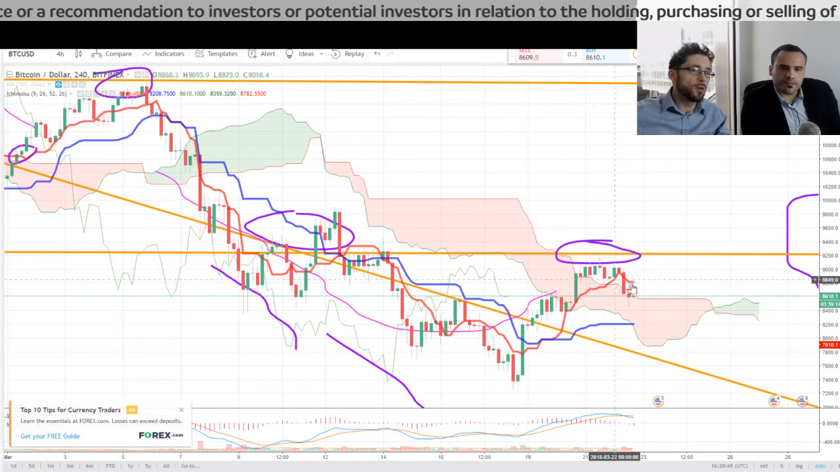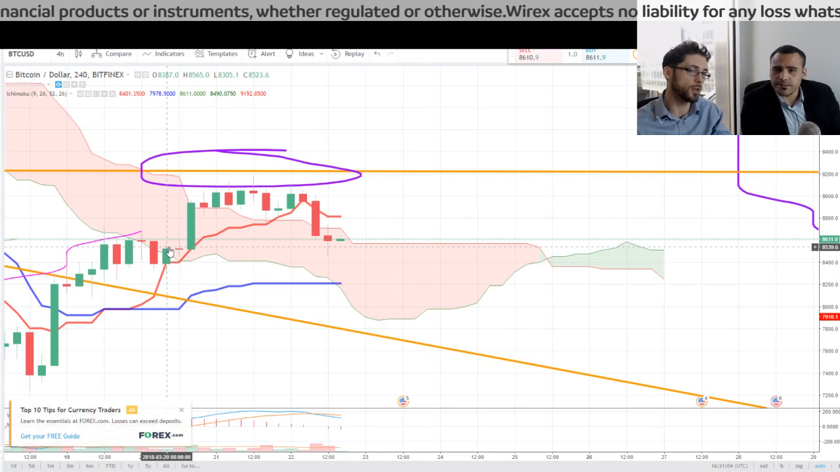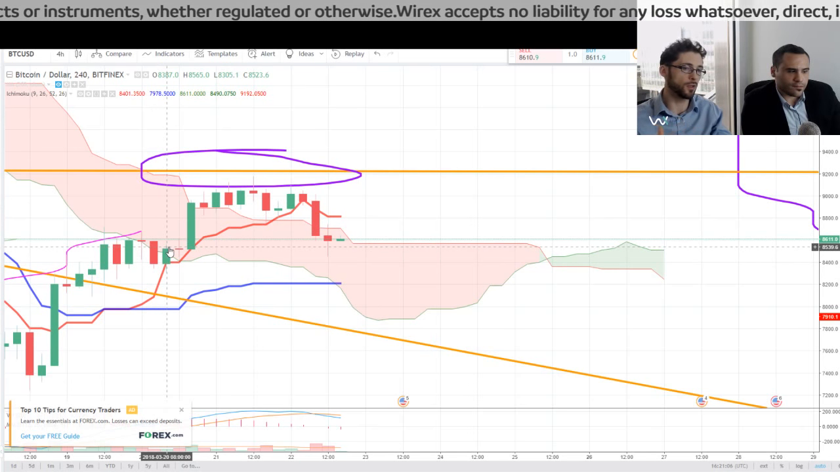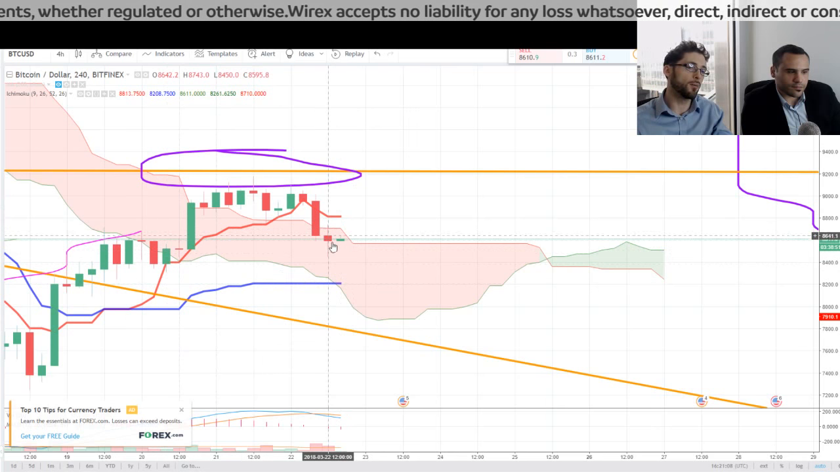Oftentimes when you break into the cloud, the price wants to travel and touch at least the other side of the cloud. So you kind of bear that in mind.